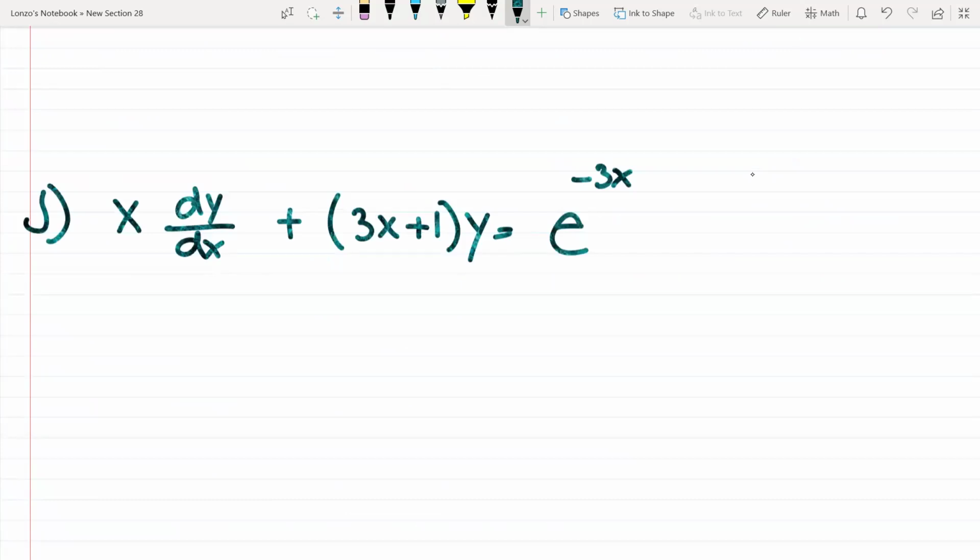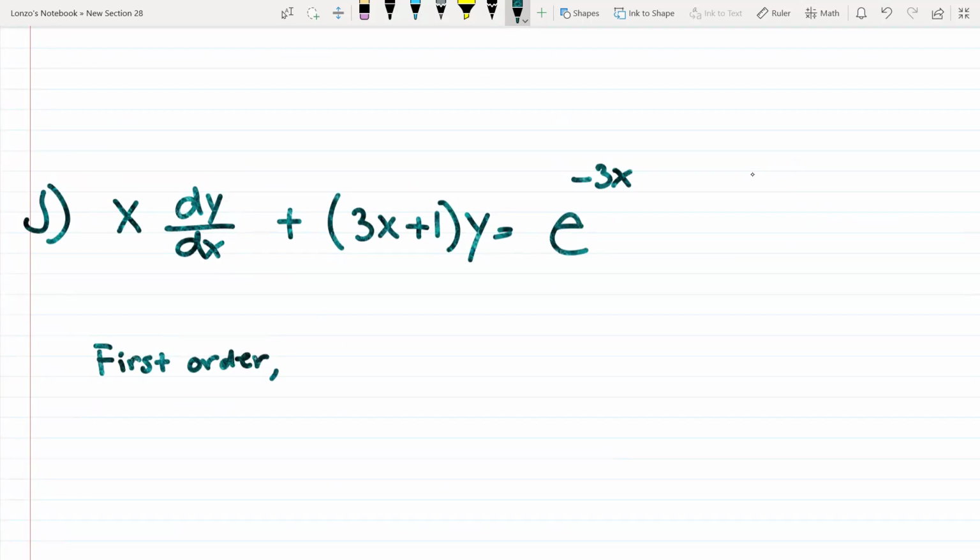Okay, let's look at the next term. So let's look at the order. So we have a dy dx. That's the only derivative I see, and it's first derivative, so the order is going to be first order. And is this linear or not? So let's look at the first term.